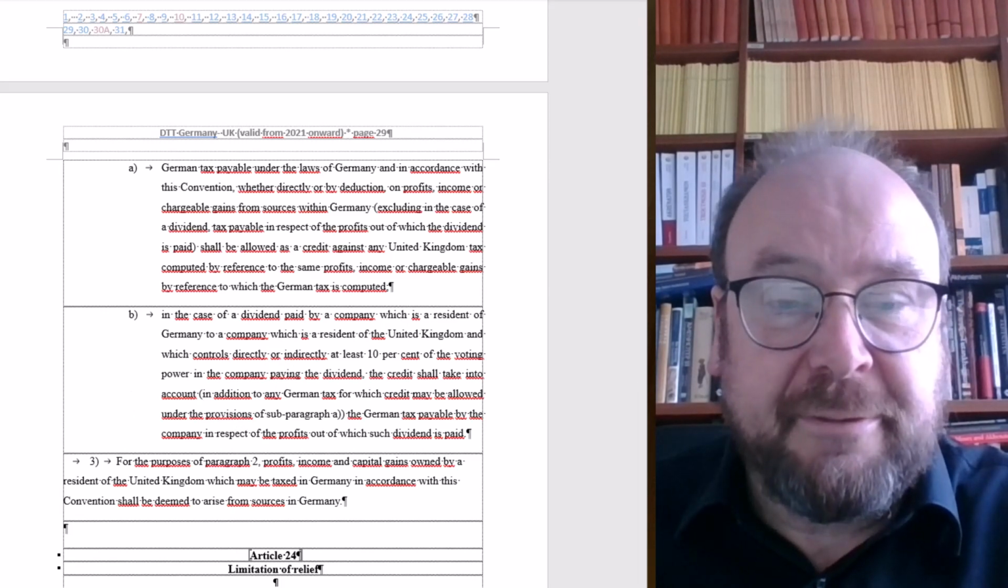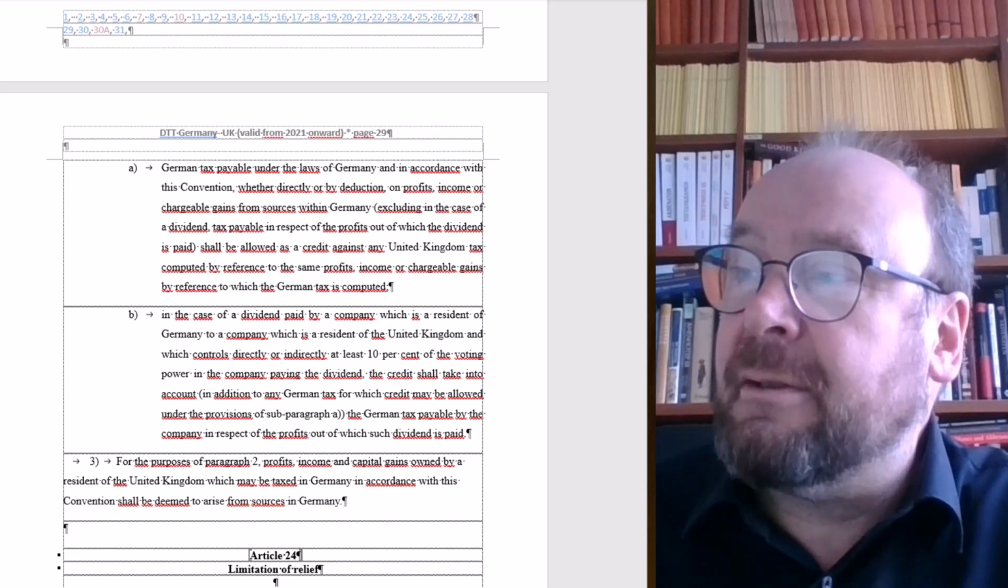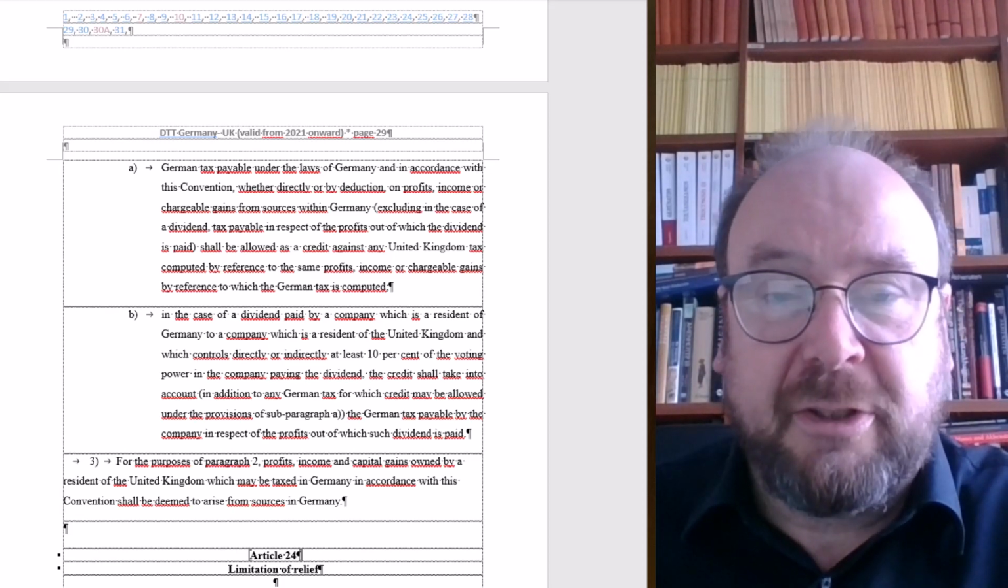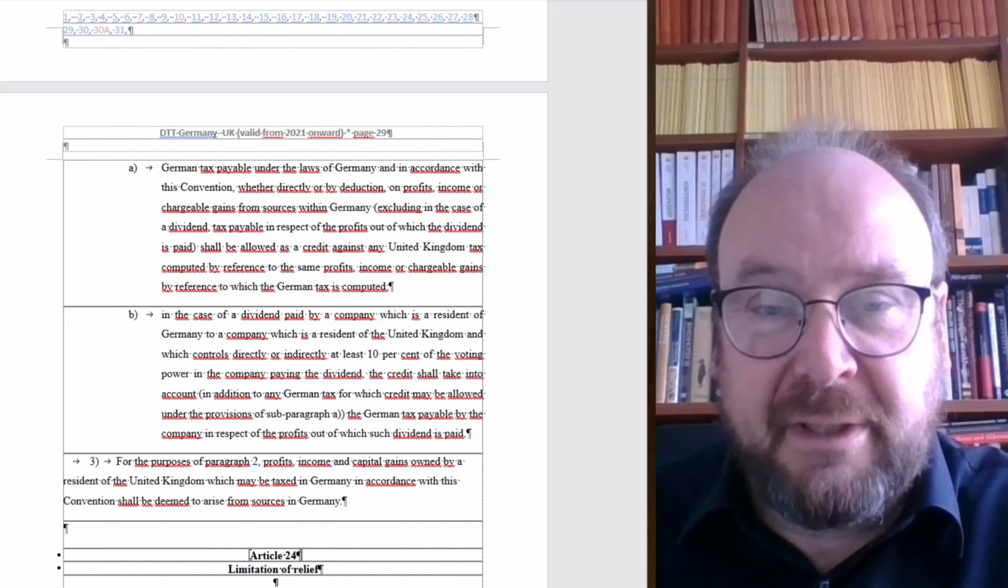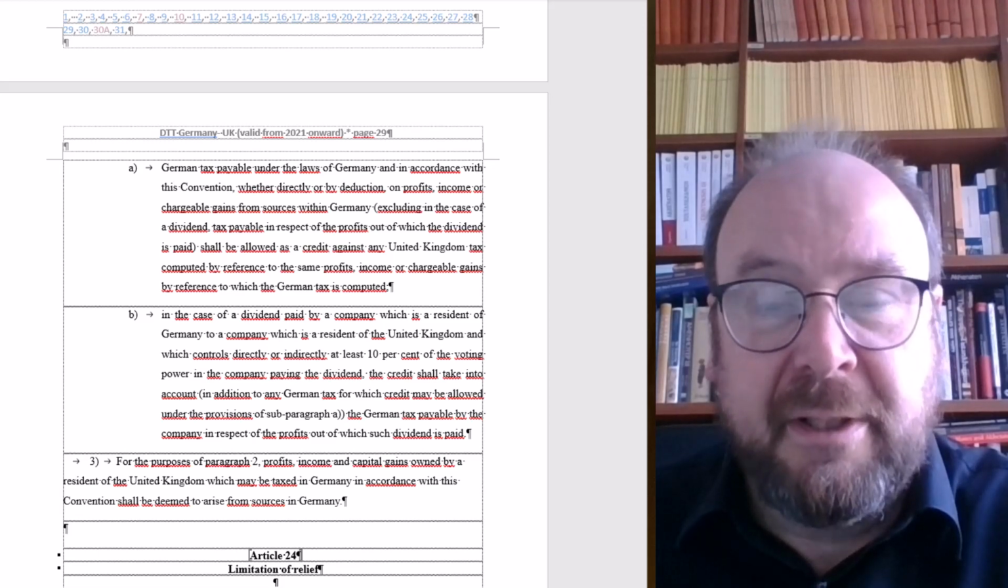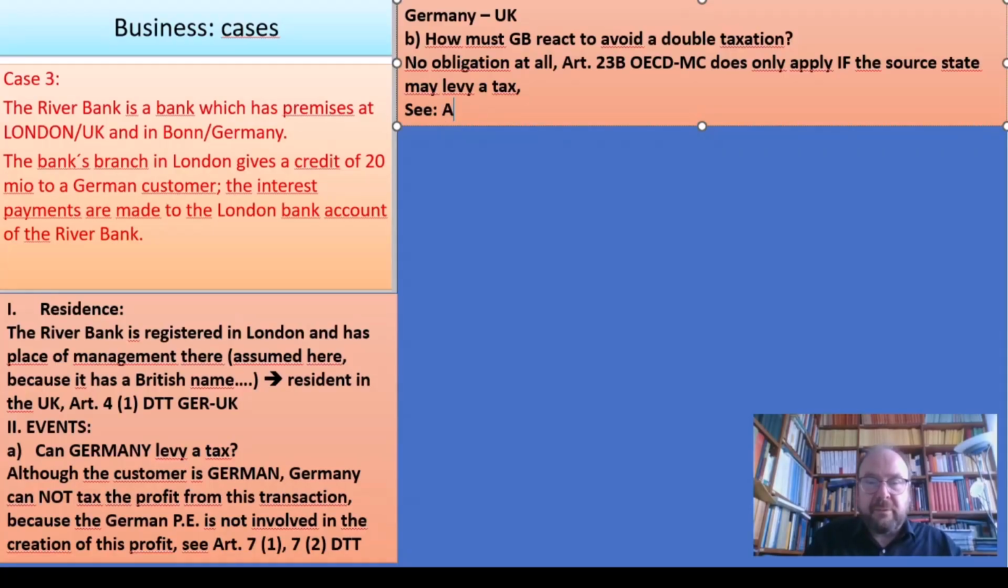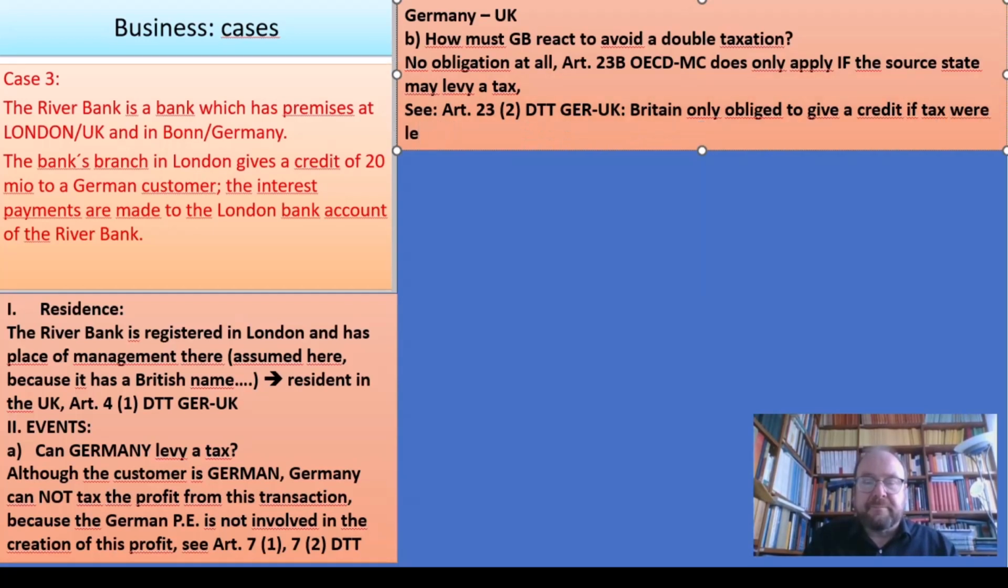So that's indeed confirmed. Article 23, paragraph 2 of the DTT Germany UK just says Great Britain would have to credit, but only if there is a German tax allowed, which is not here. So we have to add Article 23, paragraph 2, DTT Germany UK: Britain, UK only obliged to give a credit if tax were levied in accordance with this convention. Which is not the case.